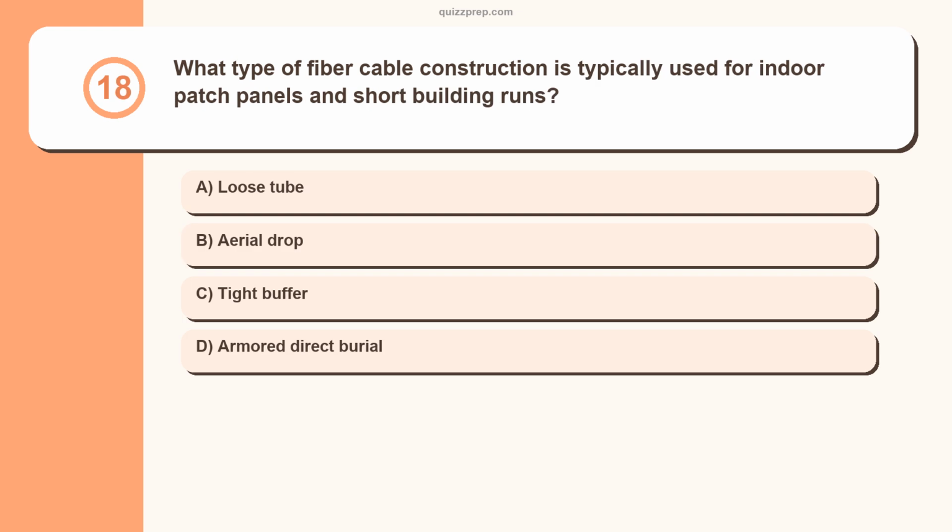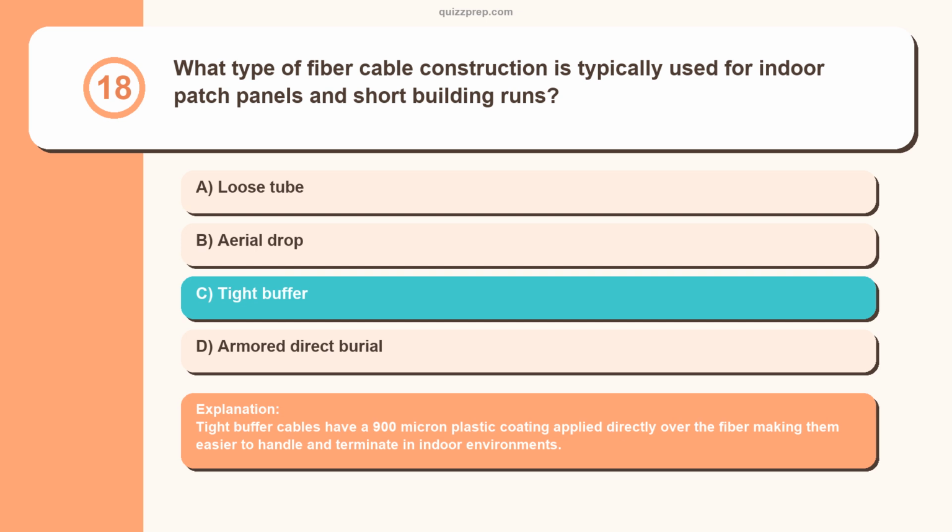Question 18. What type of fiber cable construction is typically used for indoor patch panels and short building runs? Loose tube, aerial drop, tight buffer, armored direct burial. Tight buffer cables have a 900 micron plastic coating applied directly over the fiber, making them easier to handle and terminate in indoor environments.